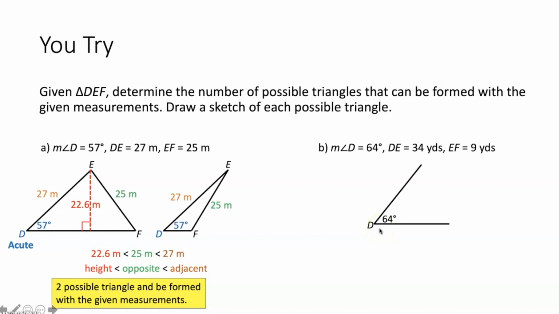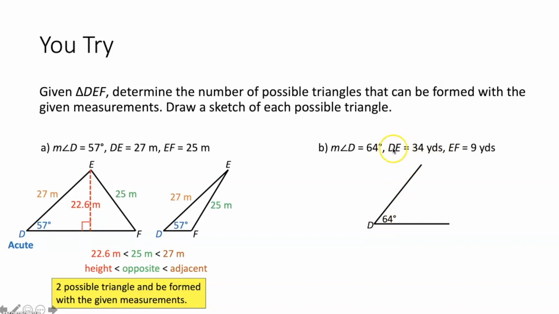Now we need to label the side adjacent to that given angle. Remember, we're always going to choose the side to the left of our given angle. So that would be this segment right here. So which of these segments then would be our adjacent side length? Well, remember, it needs to have D as one of the endpoints. So which of these has D as an endpoint?